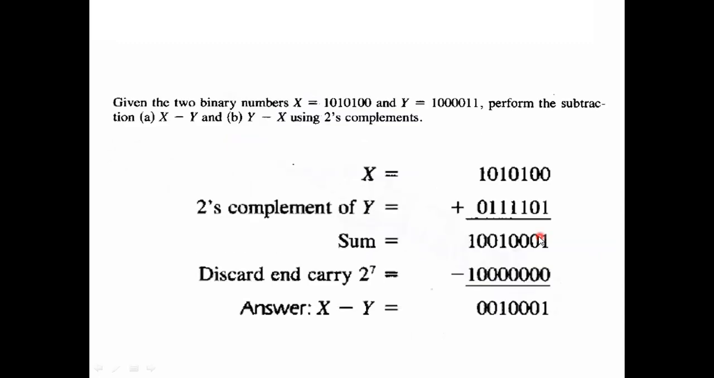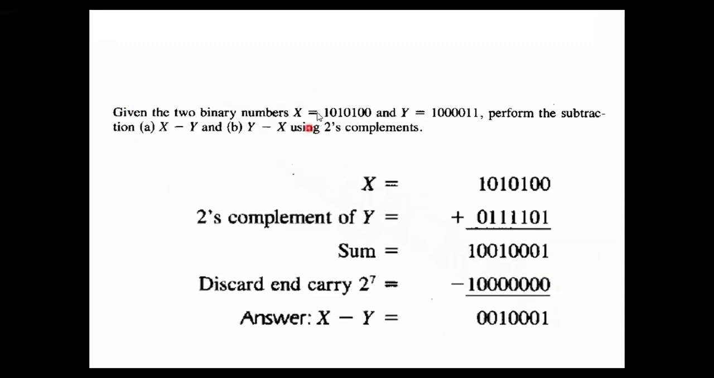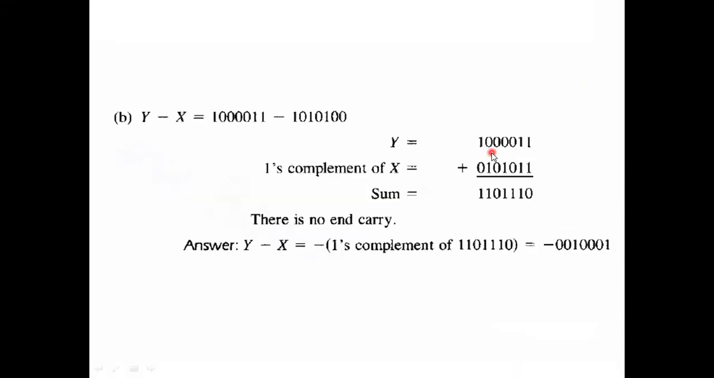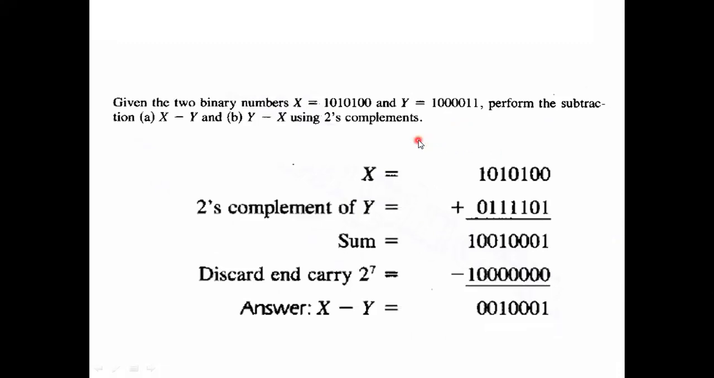Now the next topic, the next problem: given two binary numbers, x equal to 1010100 and y equal to 100011. The same numbers will be considered here also. Perform the subtraction x minus y and y minus x using 2's complement.